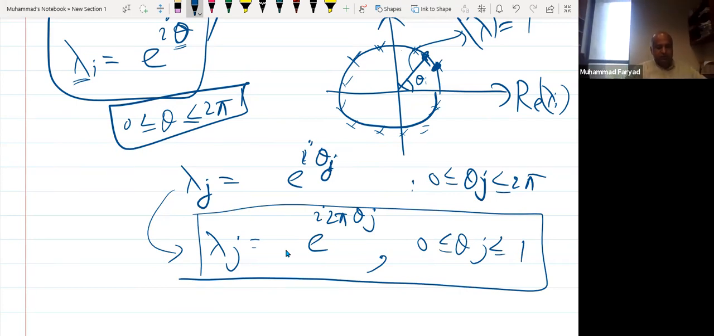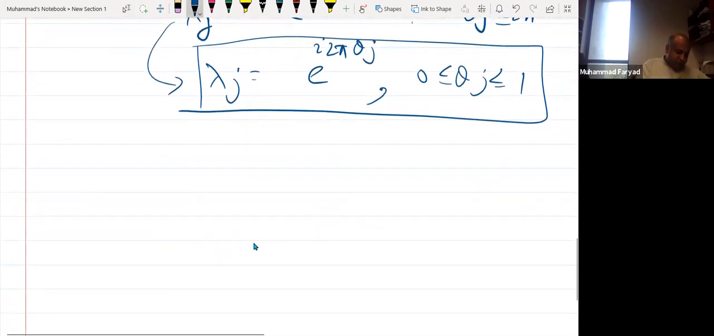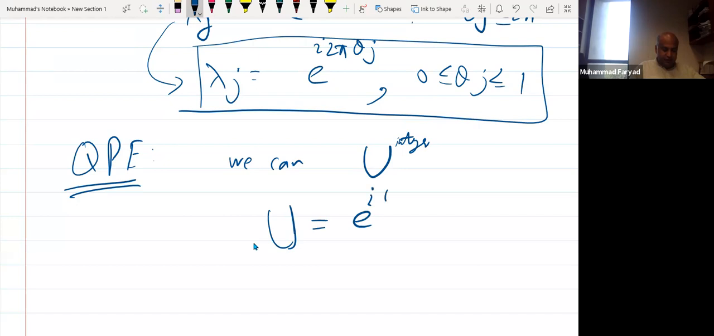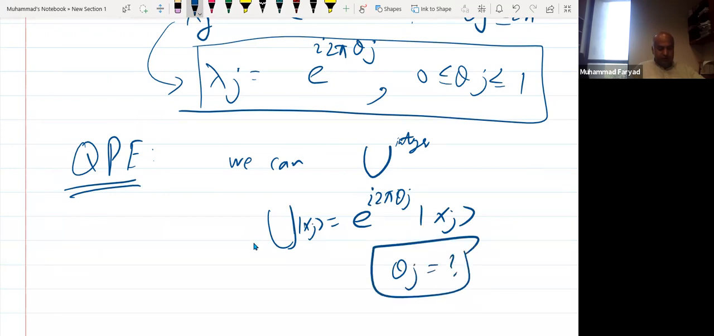Okay, so now let me specify what the quantum phase estimation algorithm is. This QPE is an algorithm that says, let's say we can do the unitary operator U, and not only this, but we can do its integer powers, like U1, U2, U3, U4, and so on. Can we find these eigenvalues, so let's write this 2 pi theta j. What are the theta j's if I have access to eigenvectors and this unitary operator U? I know the eigenvector and I know this unitary operator. Can I find this theta j? Can I find this eigenvalue?